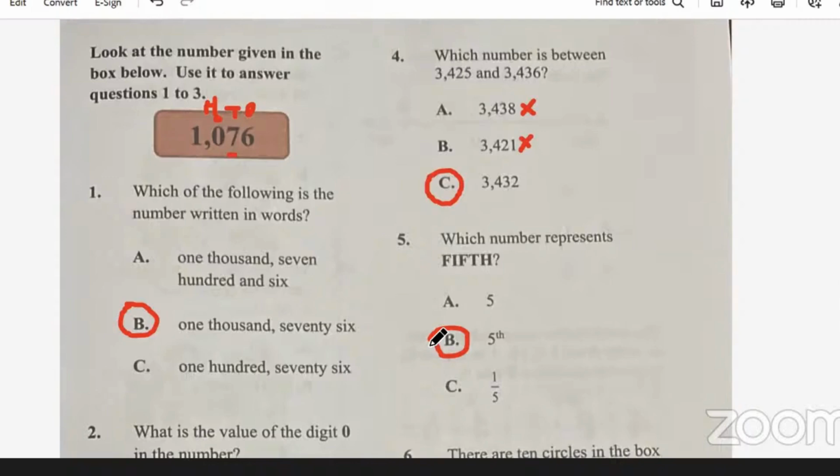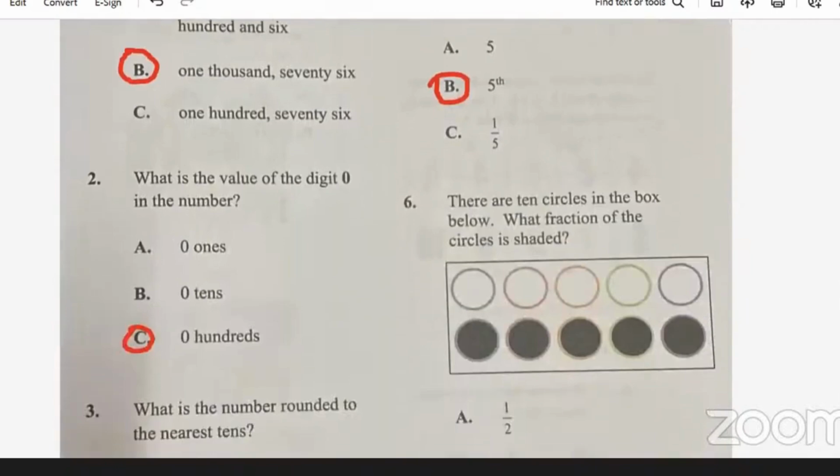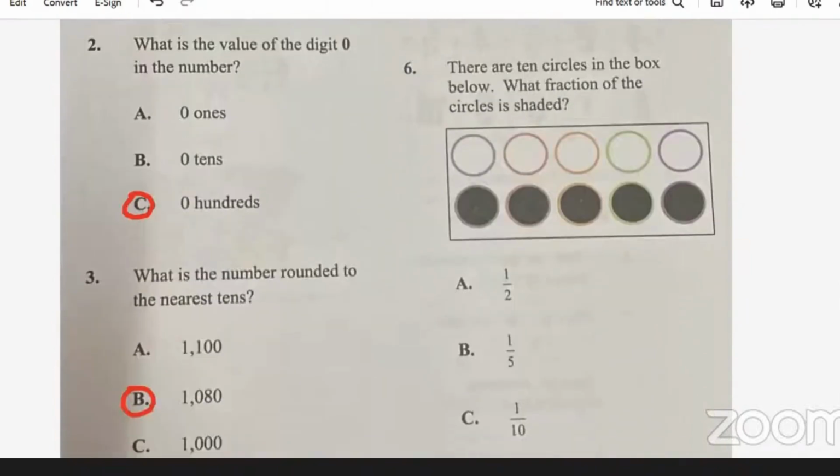Are you first or second or third? Okay, so be careful with how you read the questions, so that you answer correctly. So the answer for 5 would be B, fifth. Okay, for C, it would have been 1/5 or a fifth. Okay, so let's get to question 6.